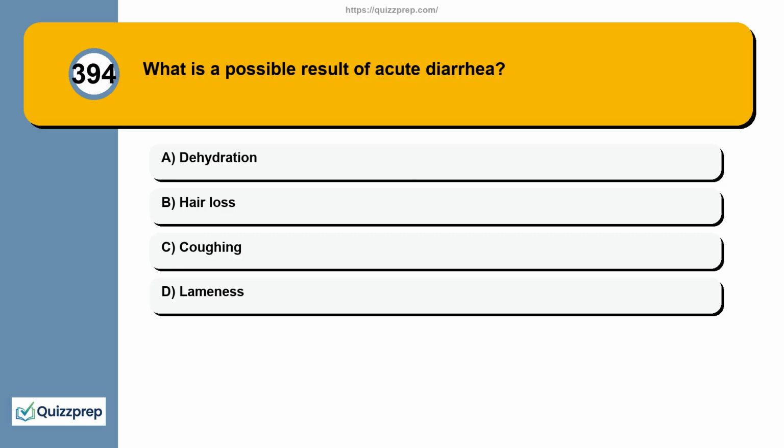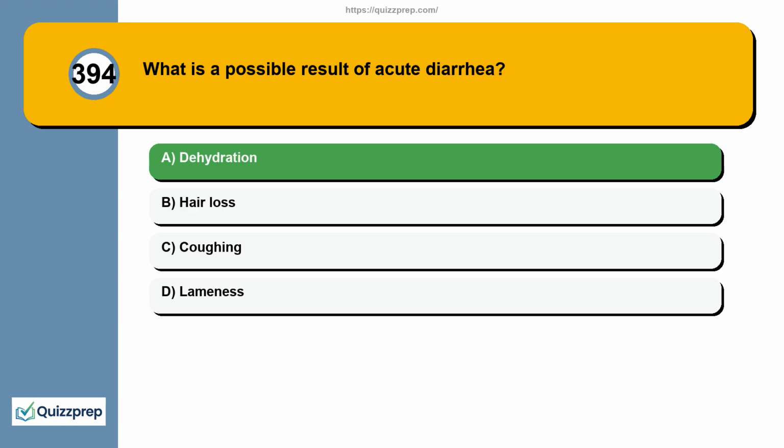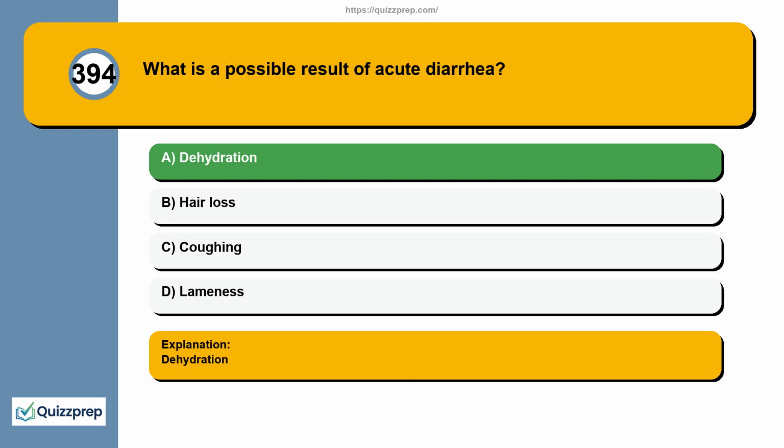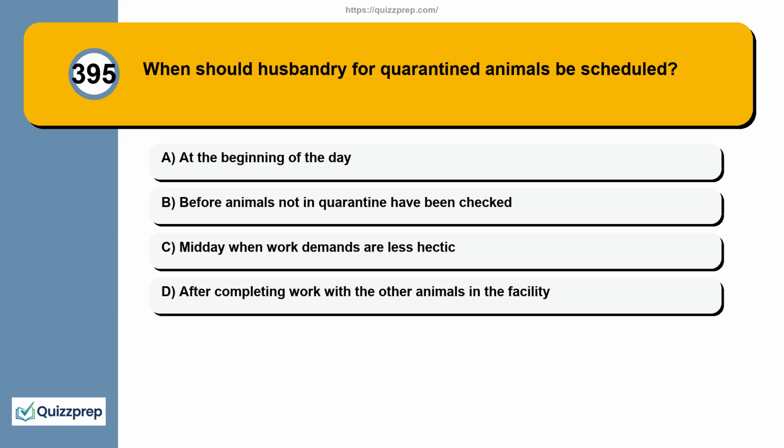Option A, dehydration. Option B, hair loss. Option C, coughing. Option D, lameness. The correct answer is option A, dehydration. Question 395. When should husbandry for quarantined animals be scheduled? Option A, at the beginning of the day. Option B, before animals not in quarantine have been checked.